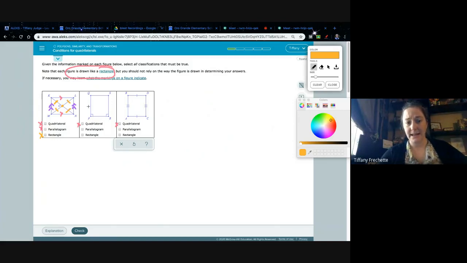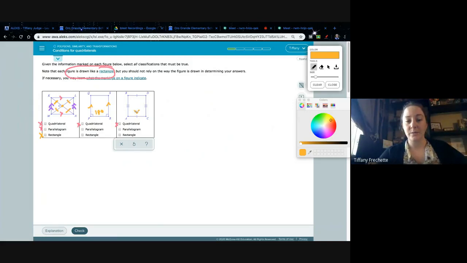I can say that these are parallel. And the reason I can say that is consecutive interior angles add up to 180 degrees. So I know that these two are parallel. But I can't really say anything about these other ones because I have nothing to go off of. So all I'm going to do is check quadrilateral on this one.